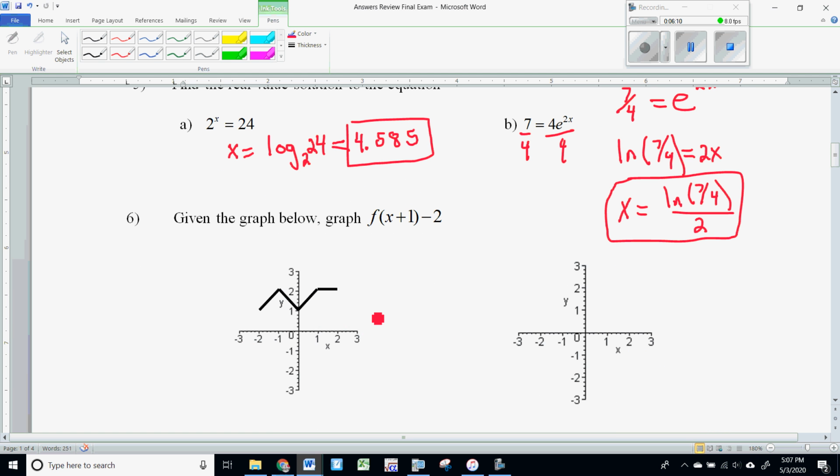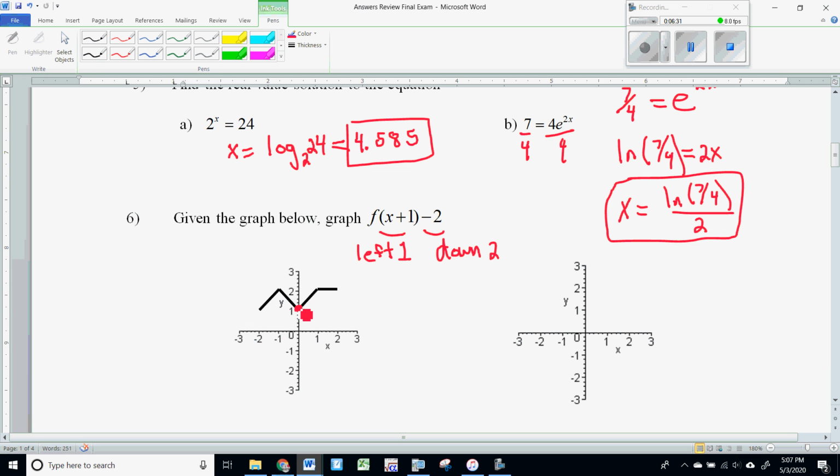Next, if we're given a graph, we want to graph f of x plus 1 minus 2. Remember, this on the outside moves it up or down. So this is going to be down 2. The inside moves it left or right. Since it's a plus, that means it goes left 1. So I'm going to take this graph and go left 1, down 2.